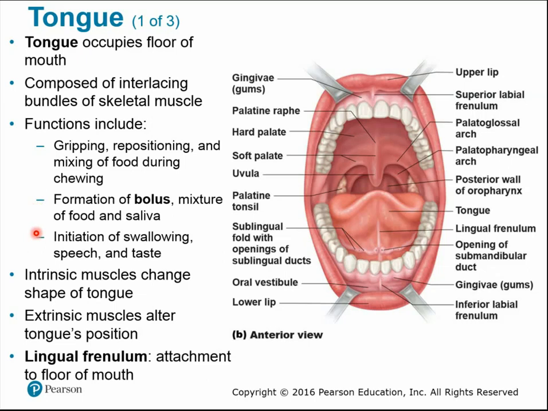our taste receptors. There are two types of muscles in the tongue. With the intrinsic muscles, we can change the shape of the tongue, and the extrinsic muscles allow us to change the tongue's position, maybe left or right, up and down. And then it's attached to the floor of the mouth via the lingual frenulum.